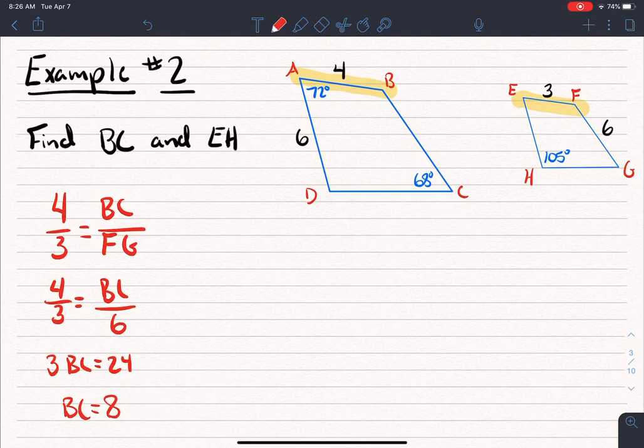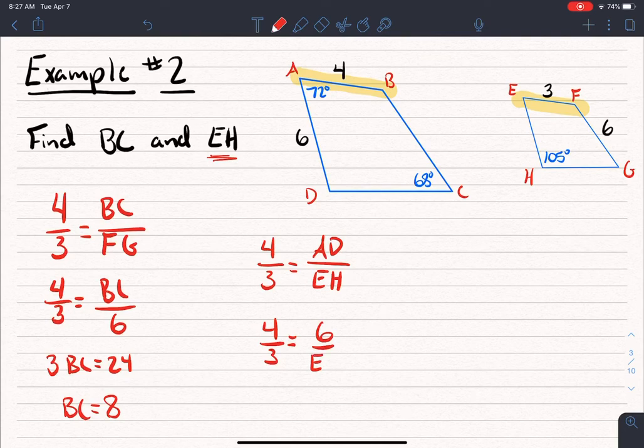Now, I can set up the exact same proportion to solve for EH. And I'd say, well, I'm going to start with that idea as 4 is to 3 in the same way that, and now I look and go, where's EH? Well, EH corresponds to AD. So I'd say 4 is to 3 the same way that AD corresponds to EH. And I know the length of AD. The length of AD is 6. So I say 4 is to 3 the same way that 6 is to EH.